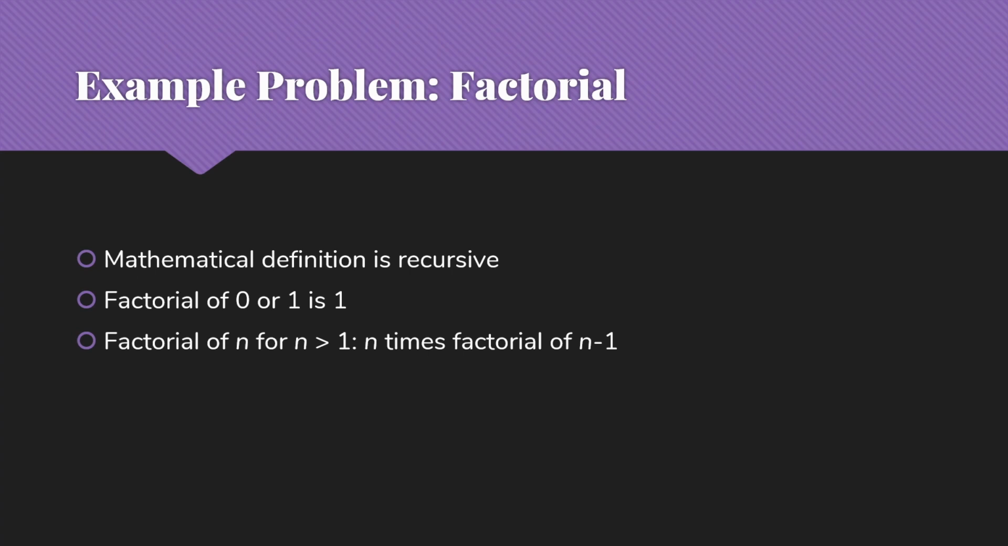Then the definition for the factorial of n for anything greater than 1, and we're not going to worry about negative numbers here, is n times the factorial of n minus 1. If I want the factorial of 9, 9 times 8 times 7 times 6, but when we think about the definition of that, that's 9 times the factorial of 8, which is 8 times the factorial of 7, which is 7 times the factorial of 6, and so on.